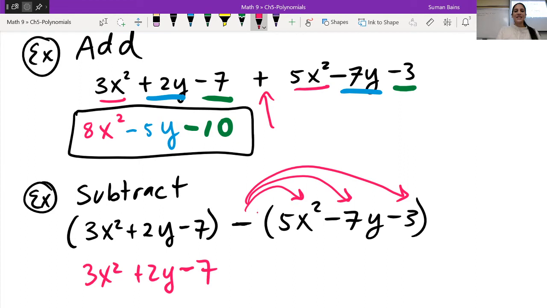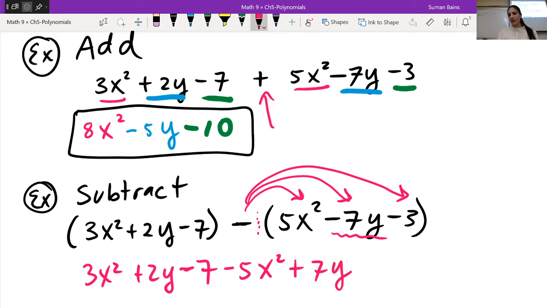So this is like saying negative 1. So if I do negative 1 times 5x squared, what's going to happen? Thank you. Negative 5x squared. Good? And if I had a negative 7y here, what is it going to become when I distribute the negative to it? It's going to become addition. So it's now plus 7y.